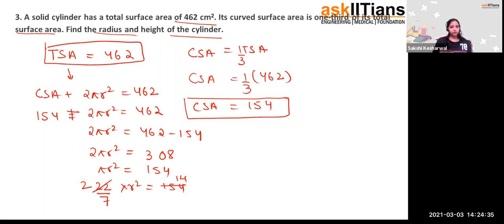11 sevens are, right? So 1 into 4, right? So this is like 2 ones are, and this is what? 7, right? So r square is equal to what, beta? 7 into 7. So r is equal to how much, beta? 7. So this is how you got the 7, right?